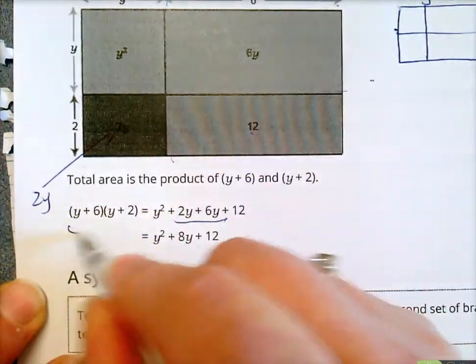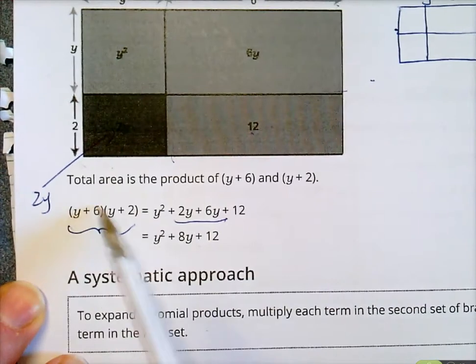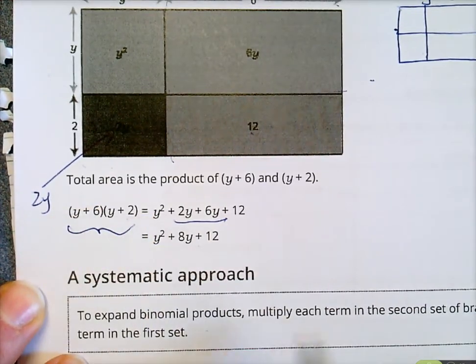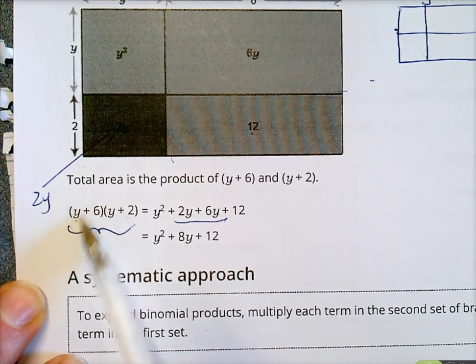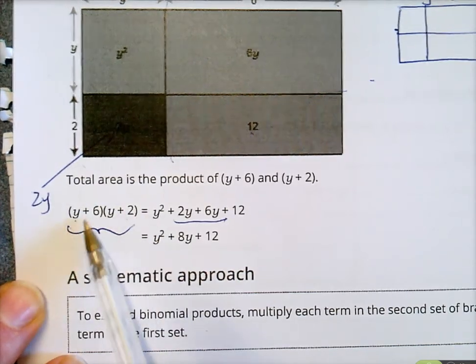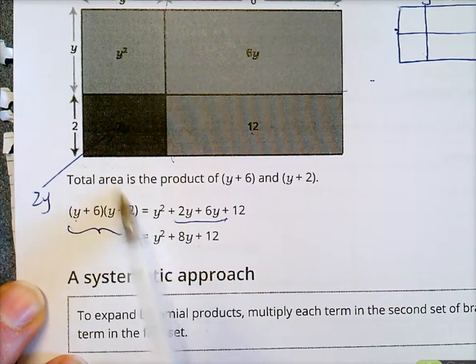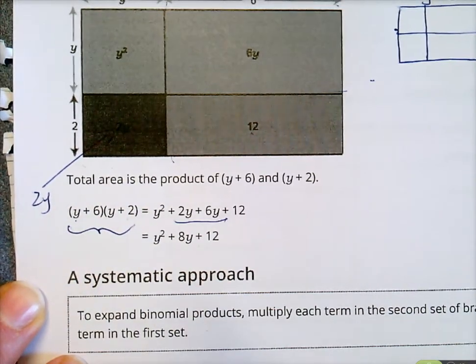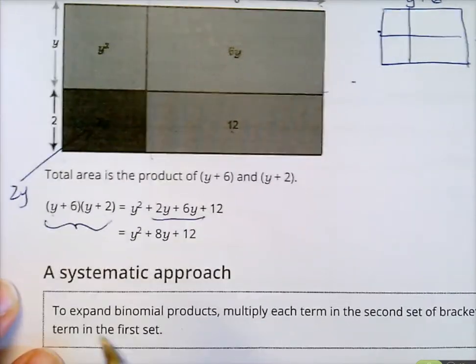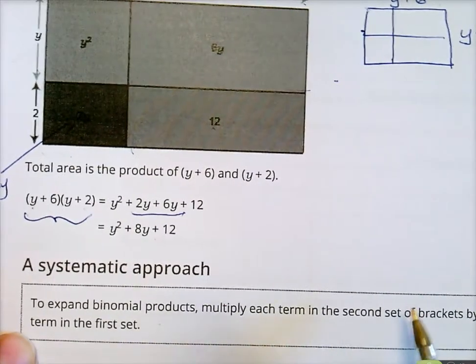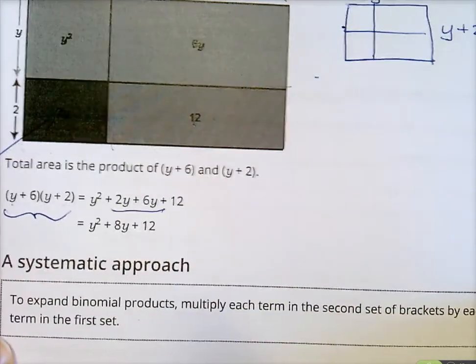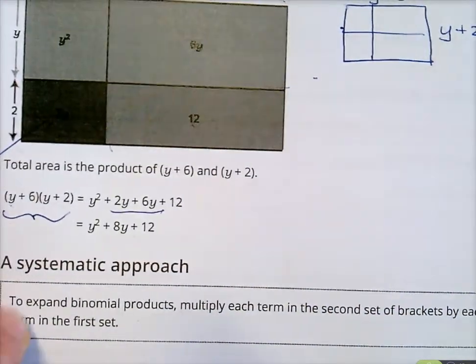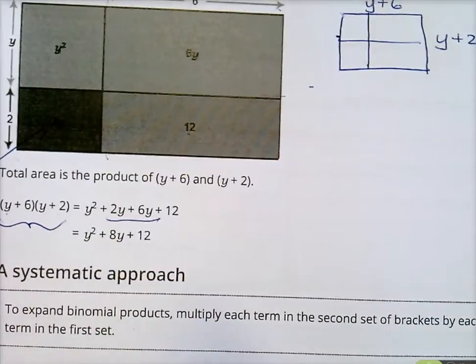Now, this is a binomial product. It's a binomial times another binomial. All we do is we make sure that the y in the first bracket gets multiplied by everything in the second bracket, and the plus 6 in the first bracket gets multiplied by everything in the second bracket as well. Okay? So to expand binomial products, just multiply each term in the second set of brackets by each term in the first. Of course, to make sure you don't miss anything, you do it with a systematic method to make sure you don't miss one.